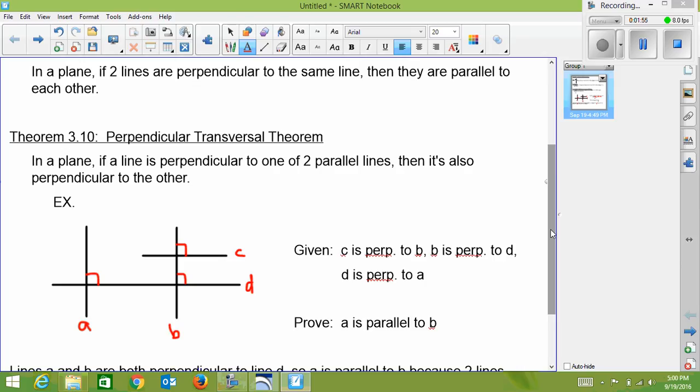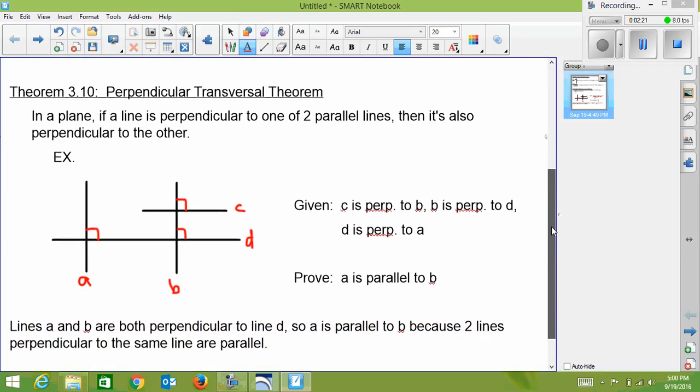Going through a proof here, if I tell you that the given information is that C is perpendicular to B, so right here, C is perpendicular to B, and B is perpendicular to D, right here, and also that D is perpendicular to A, and I want you to prove that A is parallel to B. What out of these three rules can we use to do that? And I did it in a paragraph proof just because it's a pretty simple one, it's just one step.